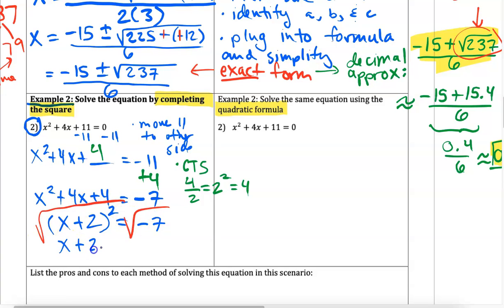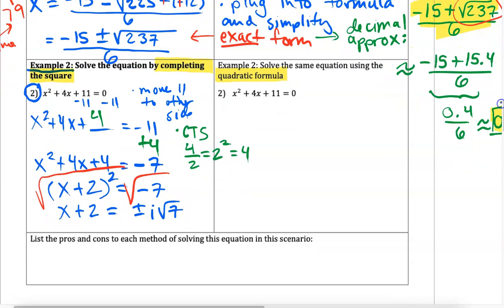So I get x plus 2 is equal to plus or minus i times the square root of 7. And then all I have to do from there is just subtract the 2. So this is one of those completing the square examples that was not too difficult to solve. And we would write our final answers like this, -2 plus or minus i root 7. So that's the method when we complete the square.